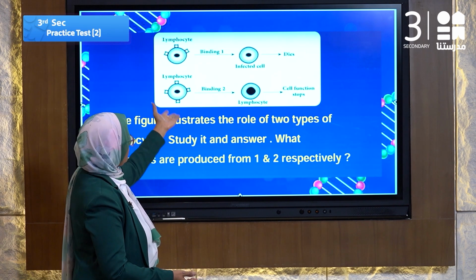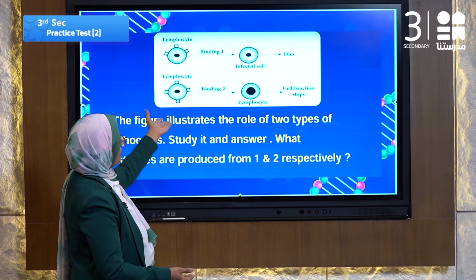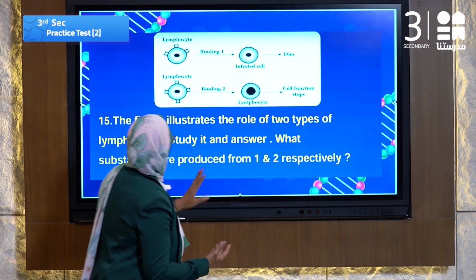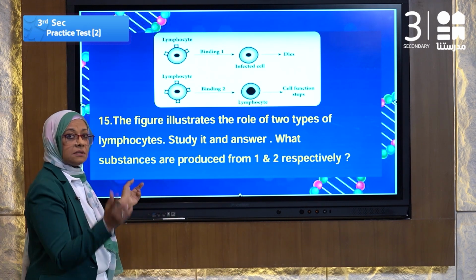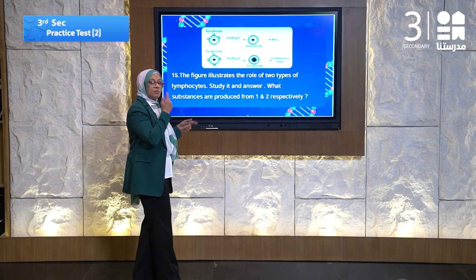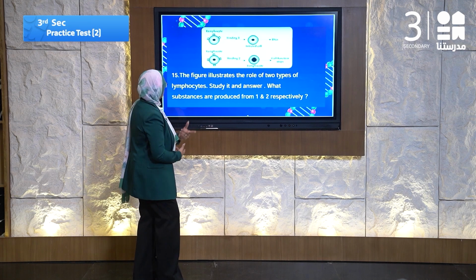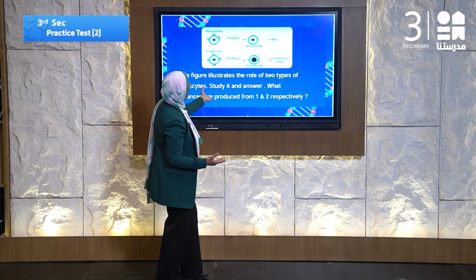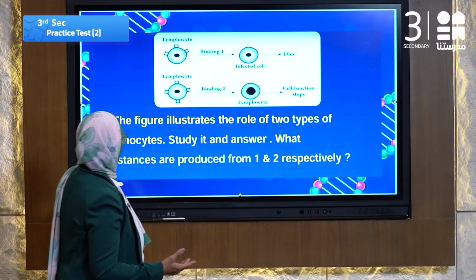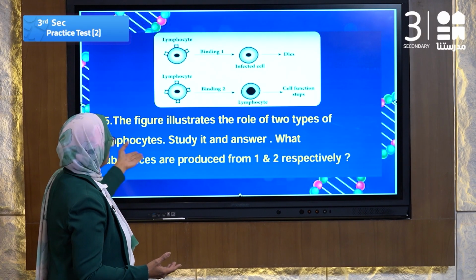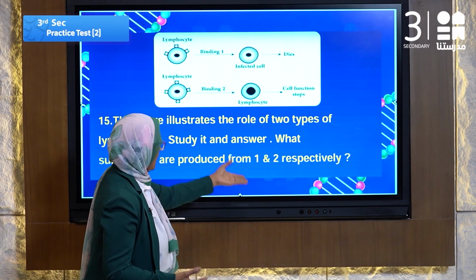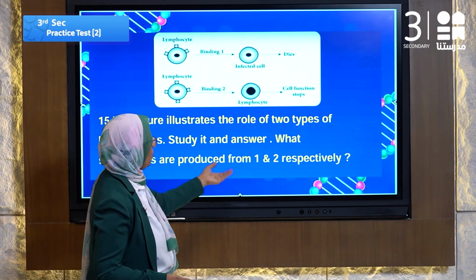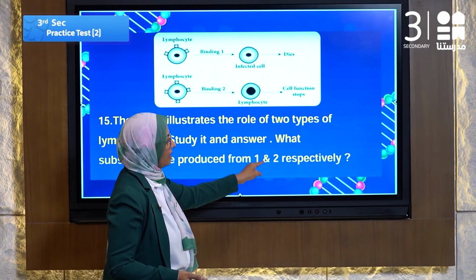So one of them has a function. What? Dies. Let's go to the figure, and let's read the question to make the decision about which one is the answer. The figure illustrates the role of 2 types of lymphocyte. Study it and answer. What substances are produced from 1 and 2, respectively?